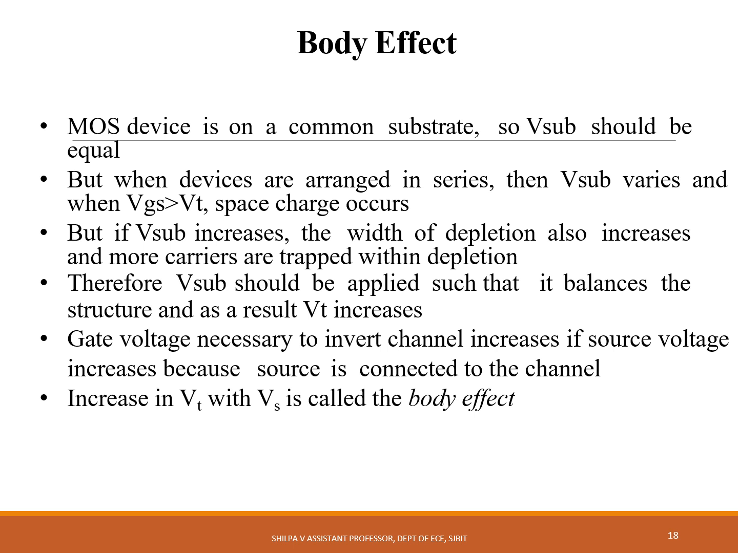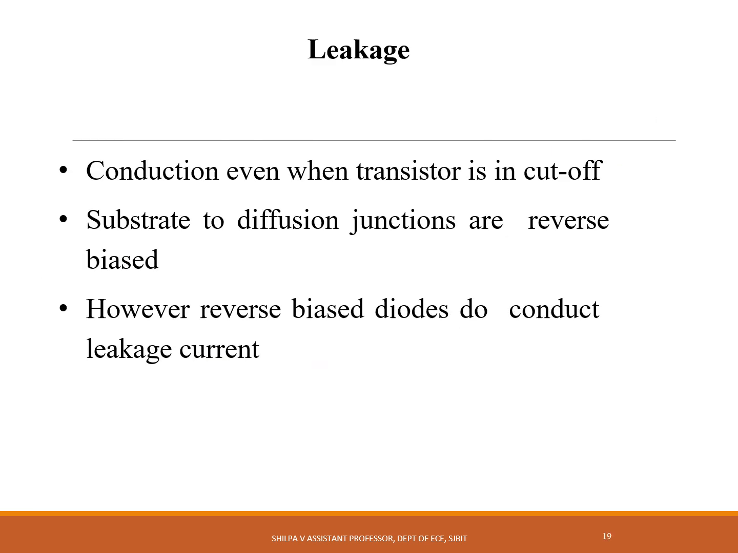Similarly, the next parameter is the body effect. The body is generally the common substrate in a MOS device, but when devices are arranged in series, the substrate voltage varies when VGS is more than VT. If the substrate voltage increases, the width of the depletion region also increases. Therefore, the substrate should be biased such that it balances the structure, and this also increases VT. This increase in VT with VS is called the body effect.